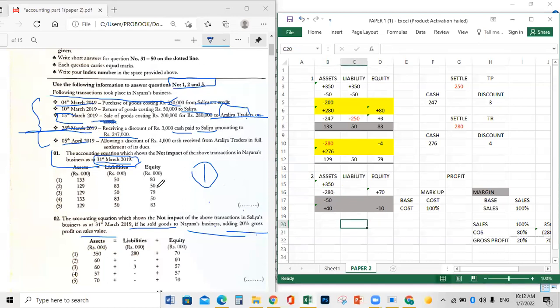What else is with Salia's business? Go and check the 28th March. On 28th March, receiving a discount of 3,000 and cash paid to Salia amounting to 247,000. Guys, if you are Salia's business, can someone change this sentence to Salia's business? Now, this is in terms of Nayana's business, no? Anyone who can change this sentence, unmute and tell me. Don't hesitate.